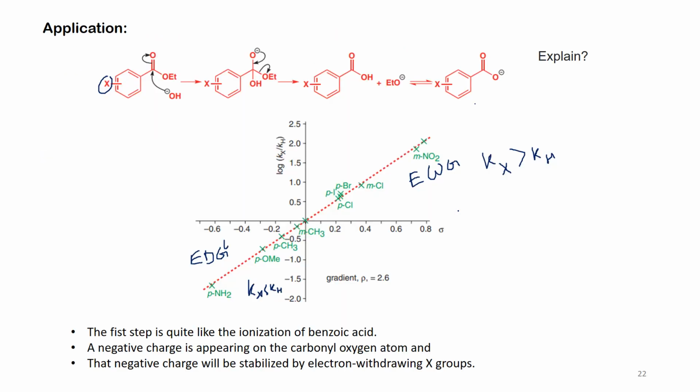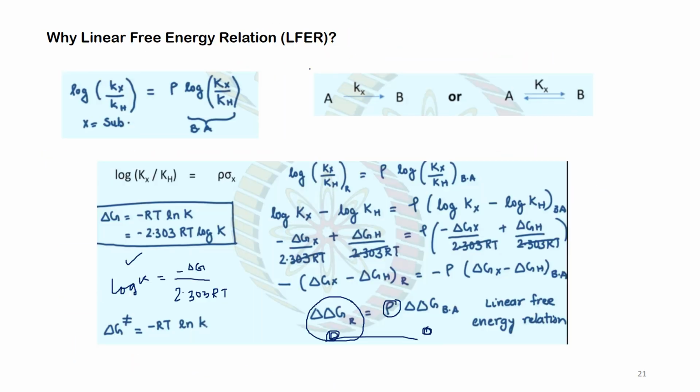But in case of other types of reactions, you can see the value is quite high, and you can correlate them with the gradient, that is rho. So here you can see that we can correlate the reaction of this ester hydrolysis with benzoic acid deprotonation and get an idea that in this case also, if we add an electron withdrawing group, the reaction rate will get faster, and if we add an electron donating group, the reaction rate will go slower. How is this?